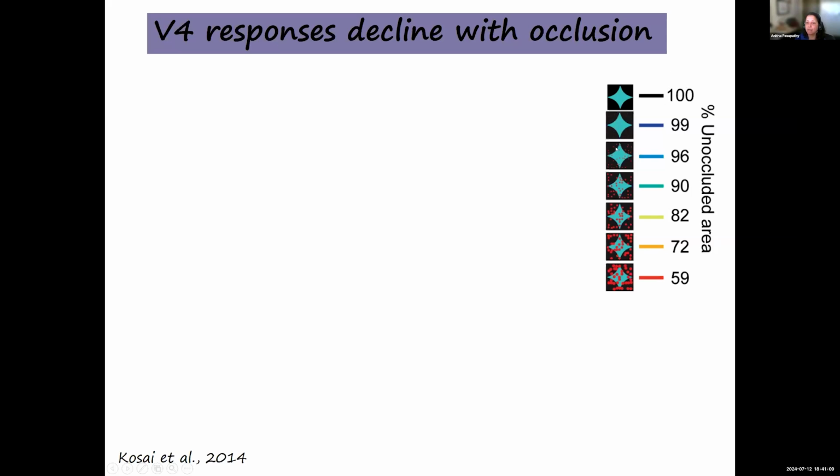And then as the diameter of the dots increases, this number goes down. So when this number is high, it means the stimulus is less occluded. And when the number is low, it means it's more occluded.